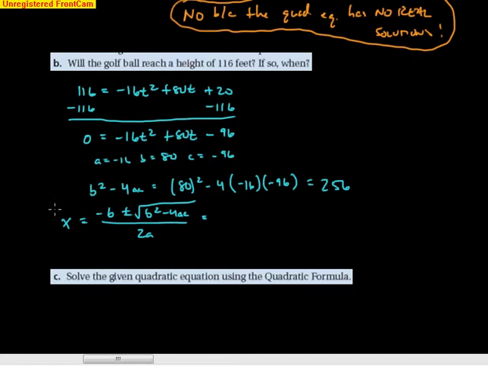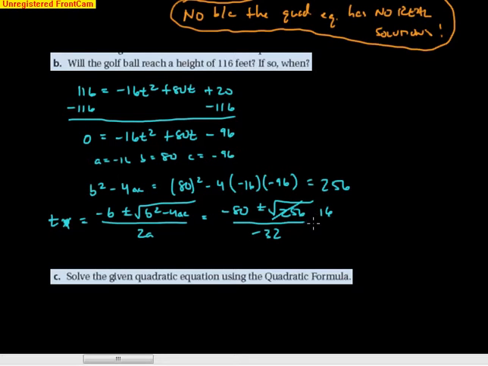So that is the opposite. Oh, it should say t, not x, because we're finding t. T equals the opposite of b, which is the opposite of 80, which is negative 80, plus or minus the square root of your discriminant, which you found is 256, all over 2a. A is negative 16. 2 times negative 16 is negative 32. And now this square root of 256 is a perfect square.